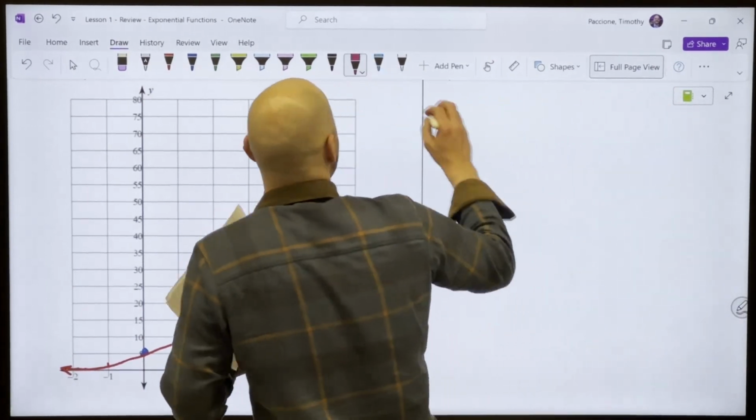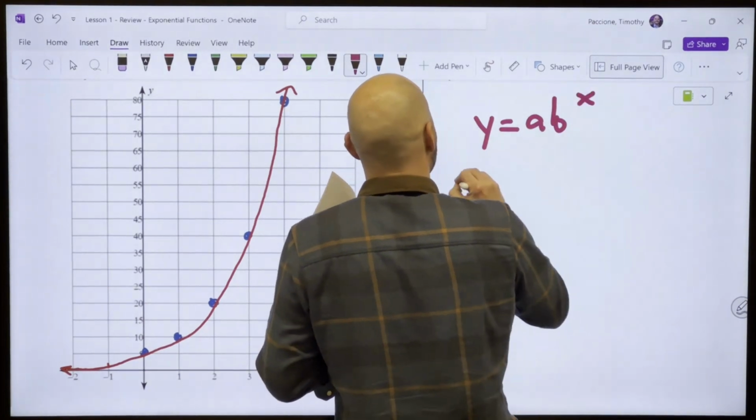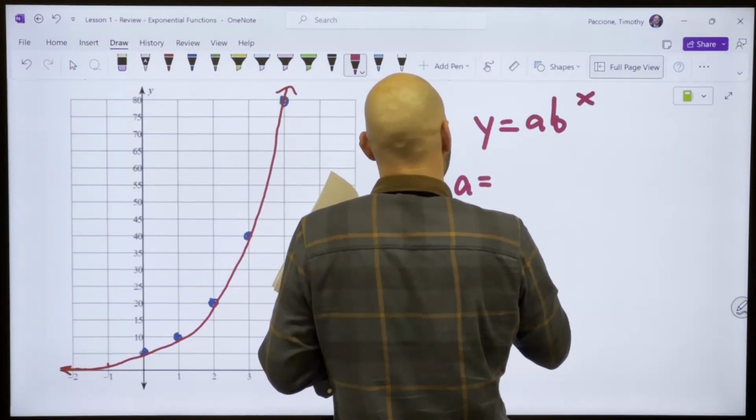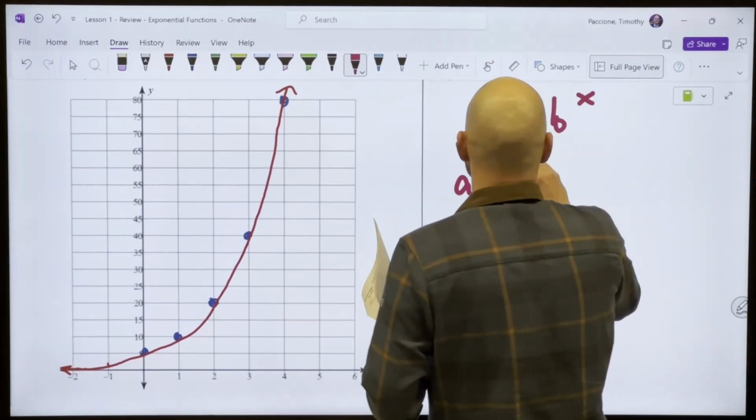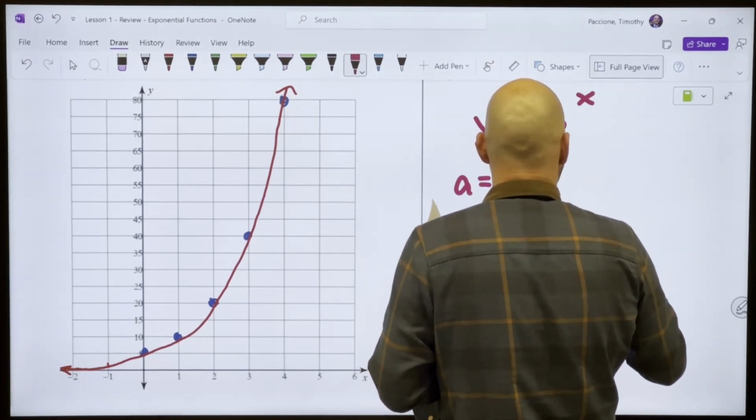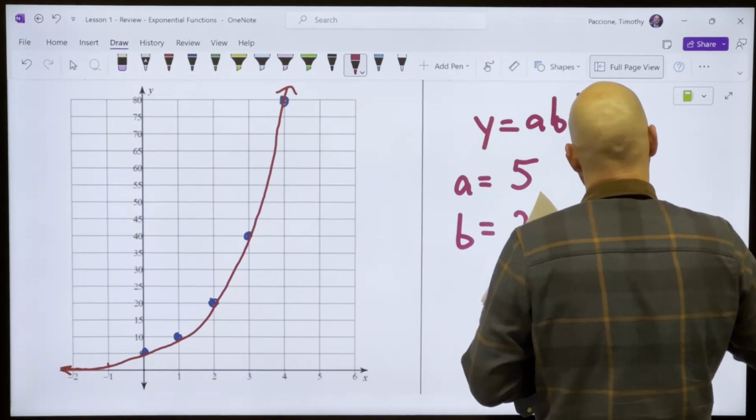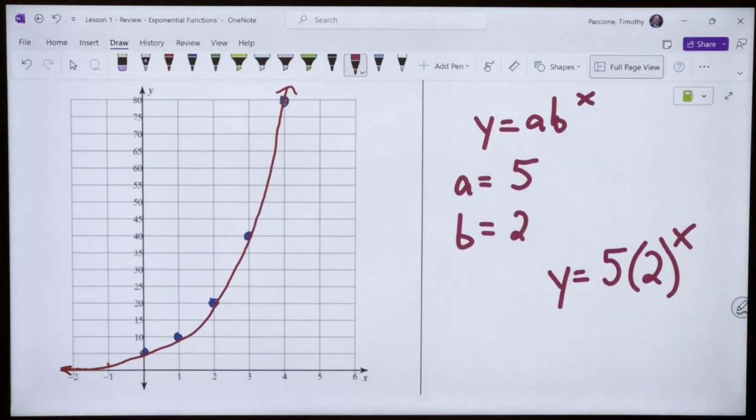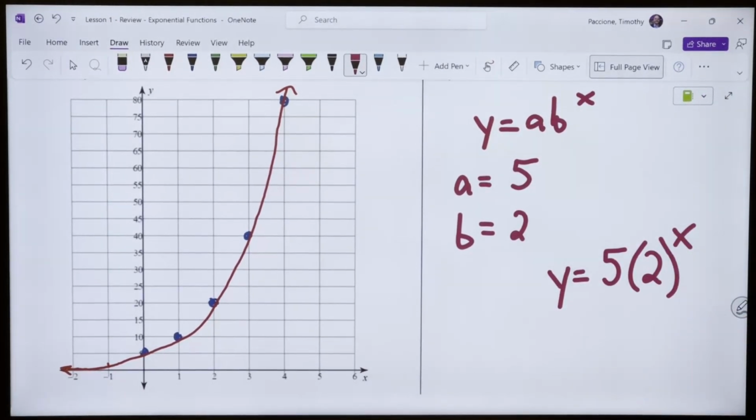Okay. Last piece. Now we throw our pieces into the function. Y equals AB to the x. I need to know my A and my B. What's my starting point? 5. What's my multiplier? 2. So it's as simple as that. Y equals 5 times 2 to the x. Right? Now I could find that for 100 if I wanted to. Okay, I've defined it. Now I can plug in and find whatever I want.